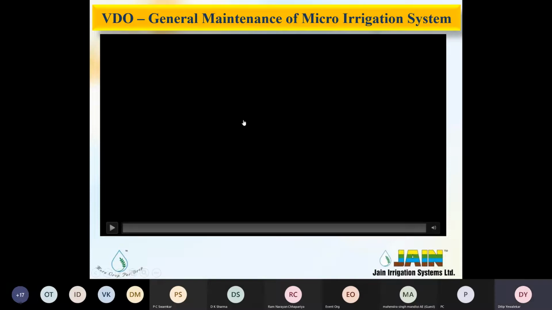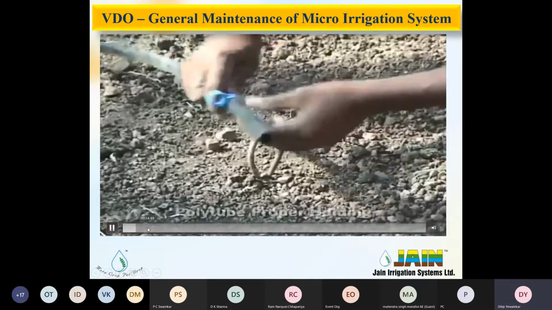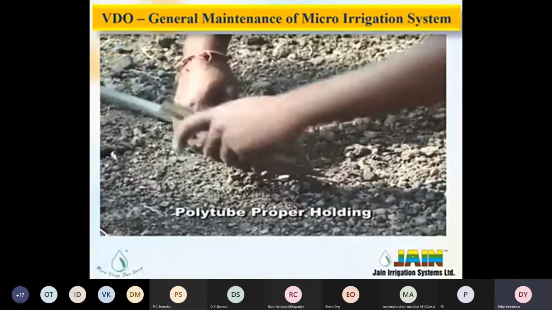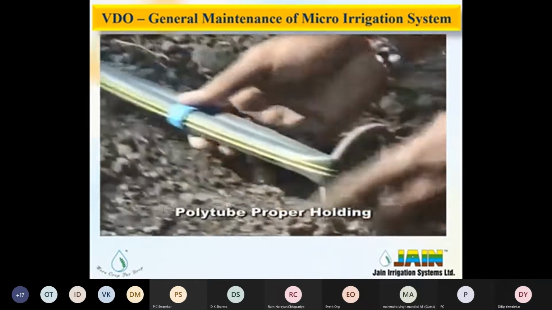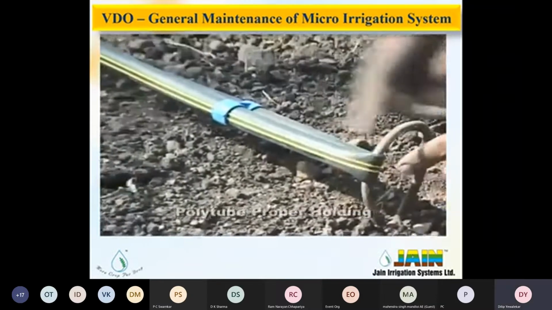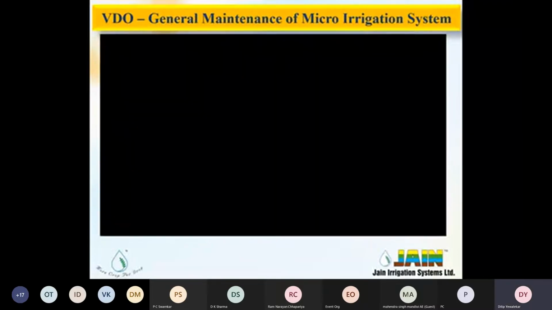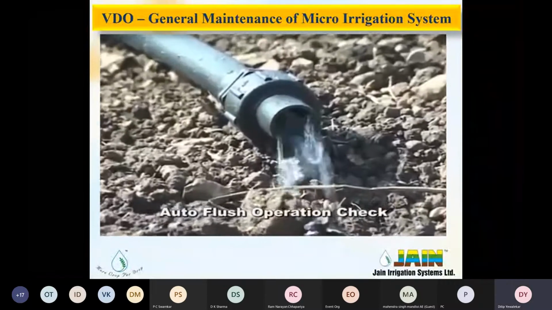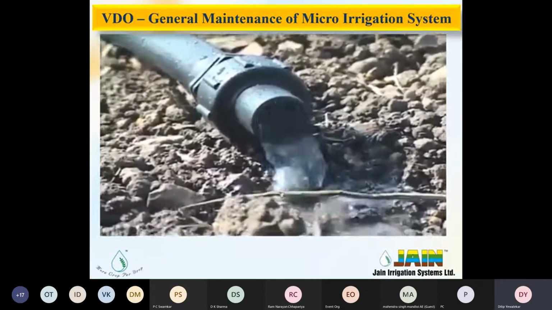Here in this video you can see how the maintenance is done for the drip line. This is a drip line, and this is the end cap, which closes the end of the drip line. Just remove the end cap and allow water to go out from the drip line. There are also some automatic flush valves available, which work automatically.